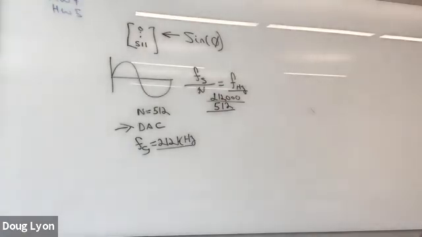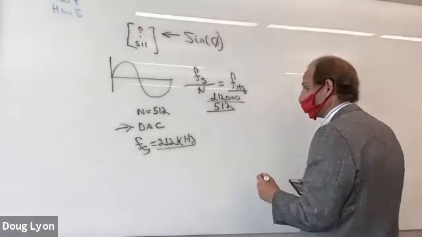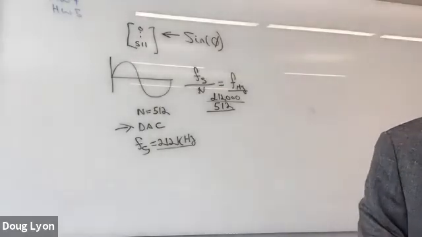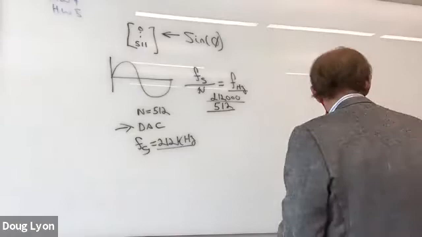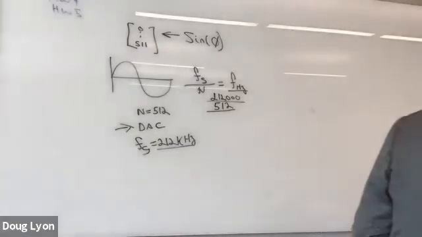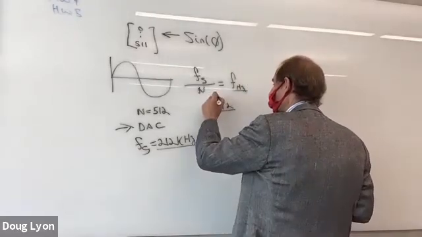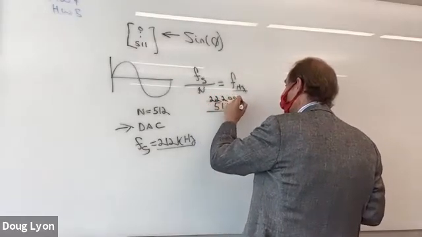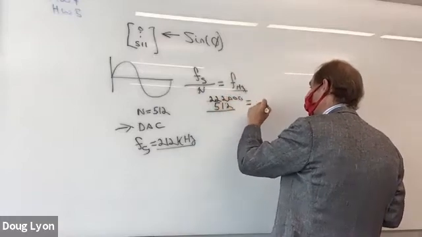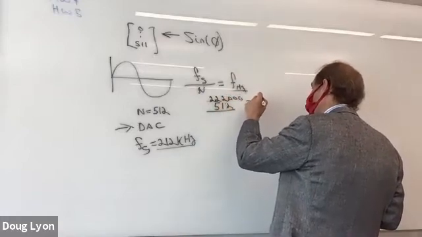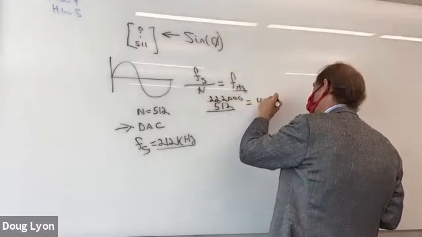So let's take a look. Take 212,000, divide by 512, and you get 414 hertz. Isn't that right? Oh, it's 222 kilohertz. I got the wrong sample rate. 222,000 divided by 512, you get 434. And now I'm going to have a sample of a nice sine wave at 434 hertz.